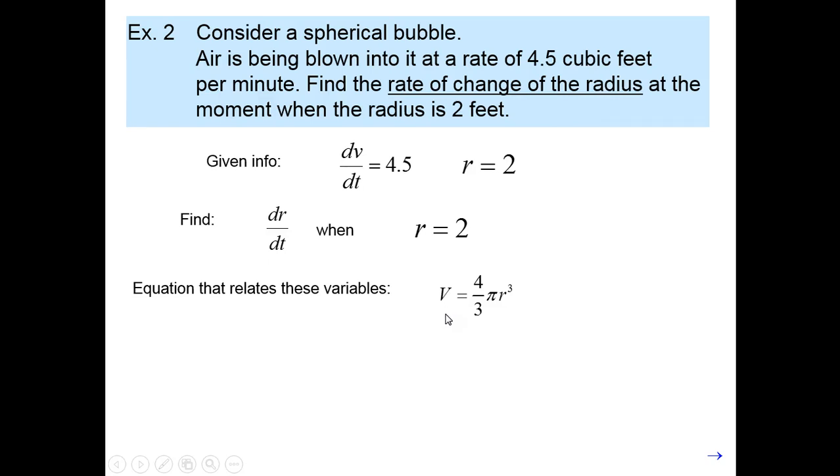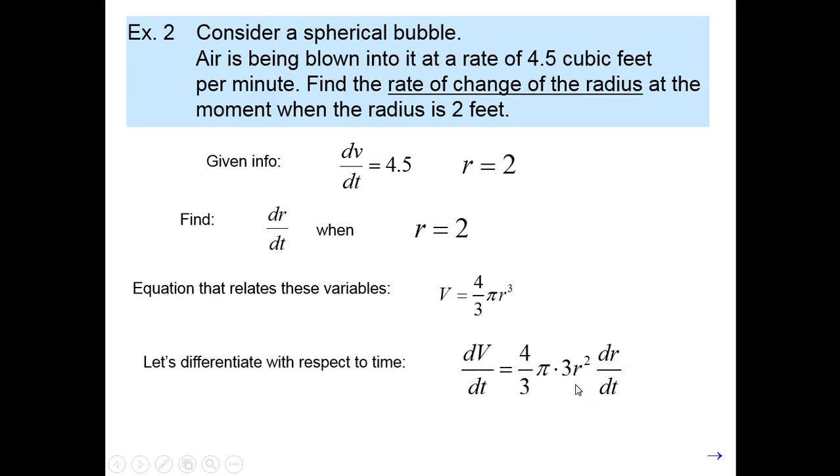We're going to take the derivative of this expression with respect to t. The left side's the easy part, that's dV/dt. 4/3 pi is a constant. The derivative of r cubed is 3r squared dr/dt, because it's implicit differentiation with respect to time. So simplify a little bit, you see the 3's divide out, and then put in what we know. We know dV/dt was 4.5, and we know r was 2.